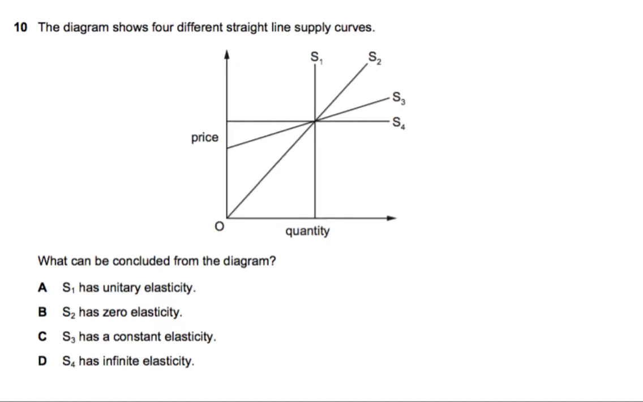Question number 10. The diagram shows four different straight line supply curves. So we have four supply curves: S1, S2, S3, and S4. And the question is what can be concluded from the diagram.